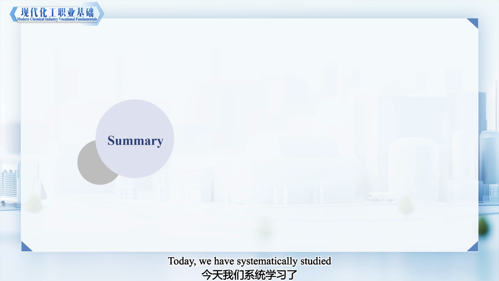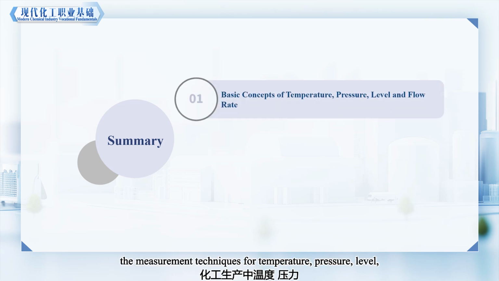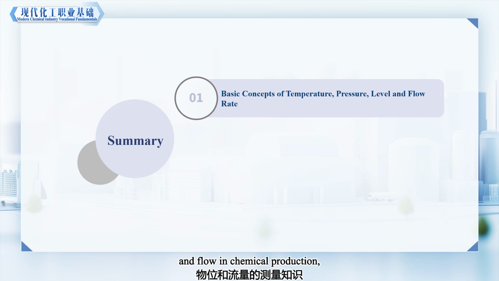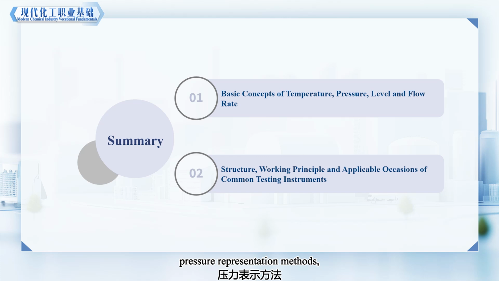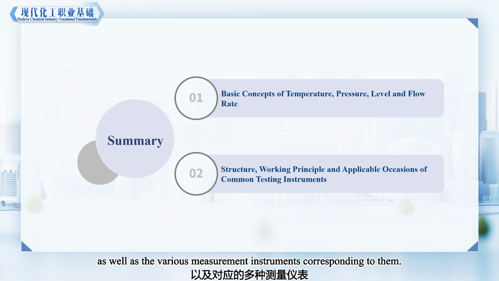Class summary. Today, we have systematically studied the measurement techniques for temperature, pressure, level, and flow in chemical production, gaining an understanding of the different temperature scales, pressure representation methods, and the concepts of level and flow, as well as the various measurement instruments corresponding to them.